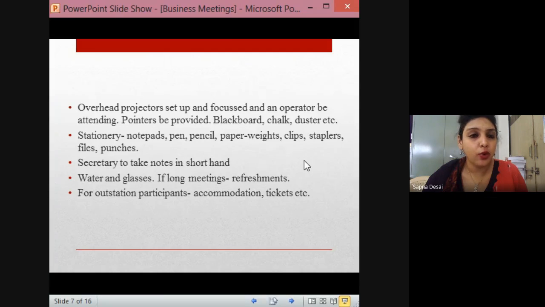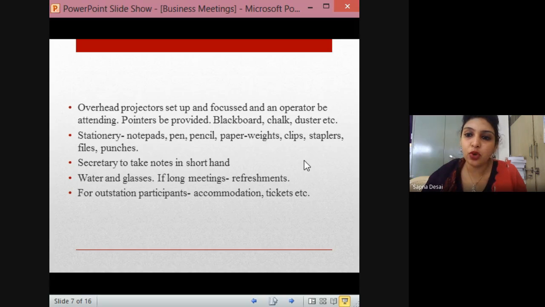Overhead projectors should be set up and focused, and an operator should be there to attend to it, or if the person wants, they can operate it on their own also. Pointers must be provided, at least when you are opening your PowerPoint presentation on your own, so that there is no difficulty. For explanations where graphs or charts or other things have to be discussed, all these things should be there.